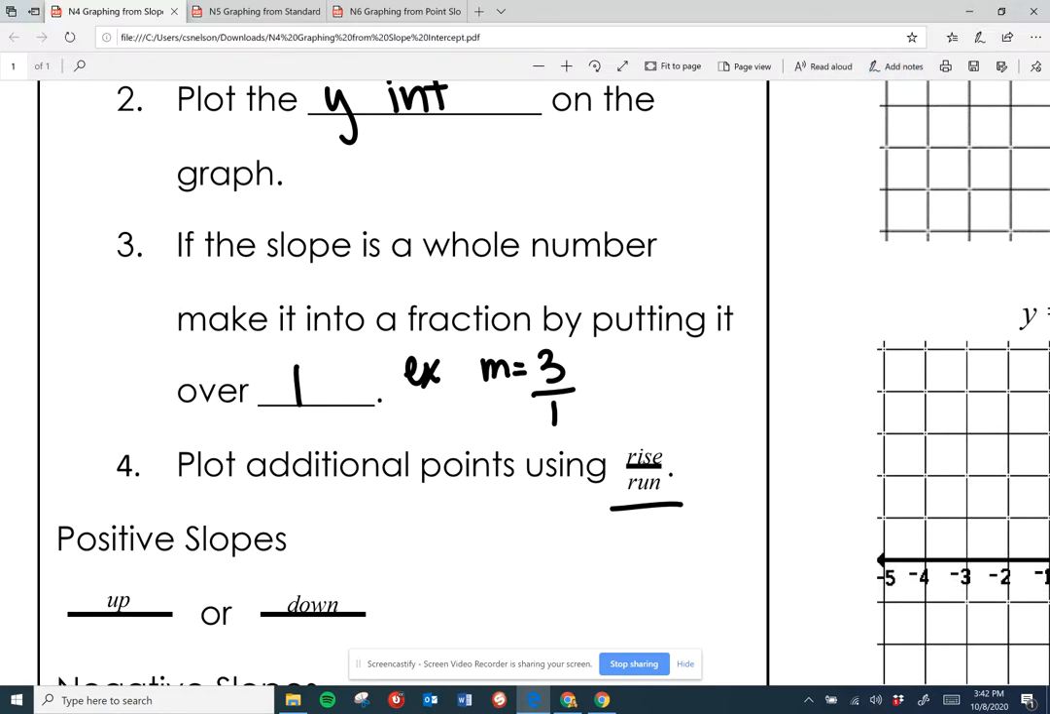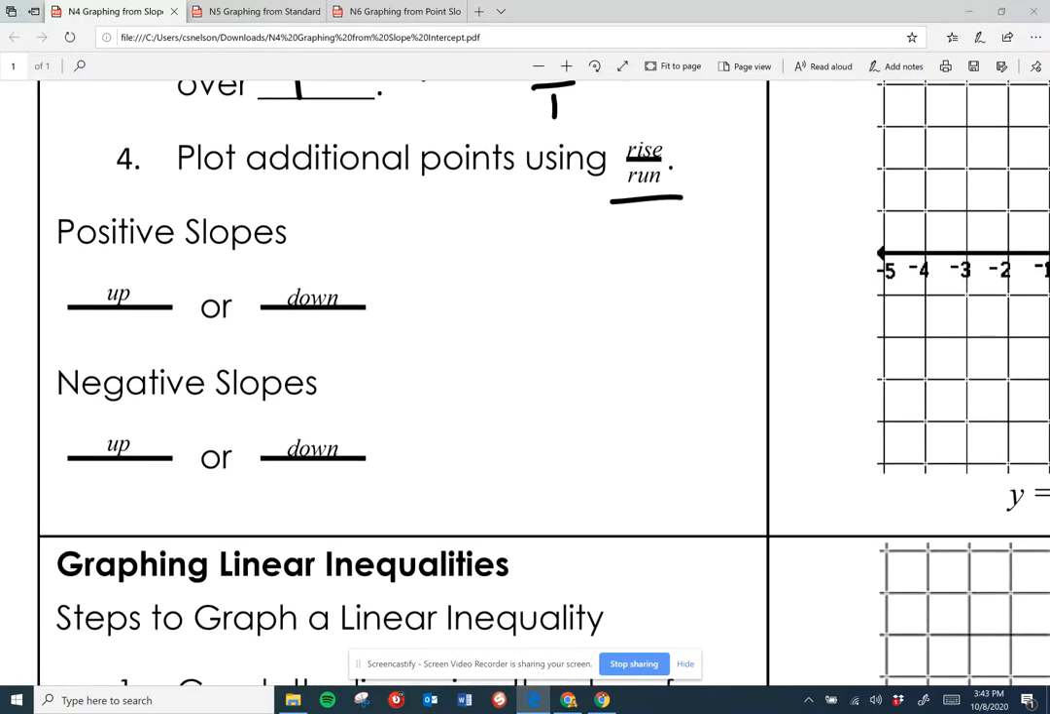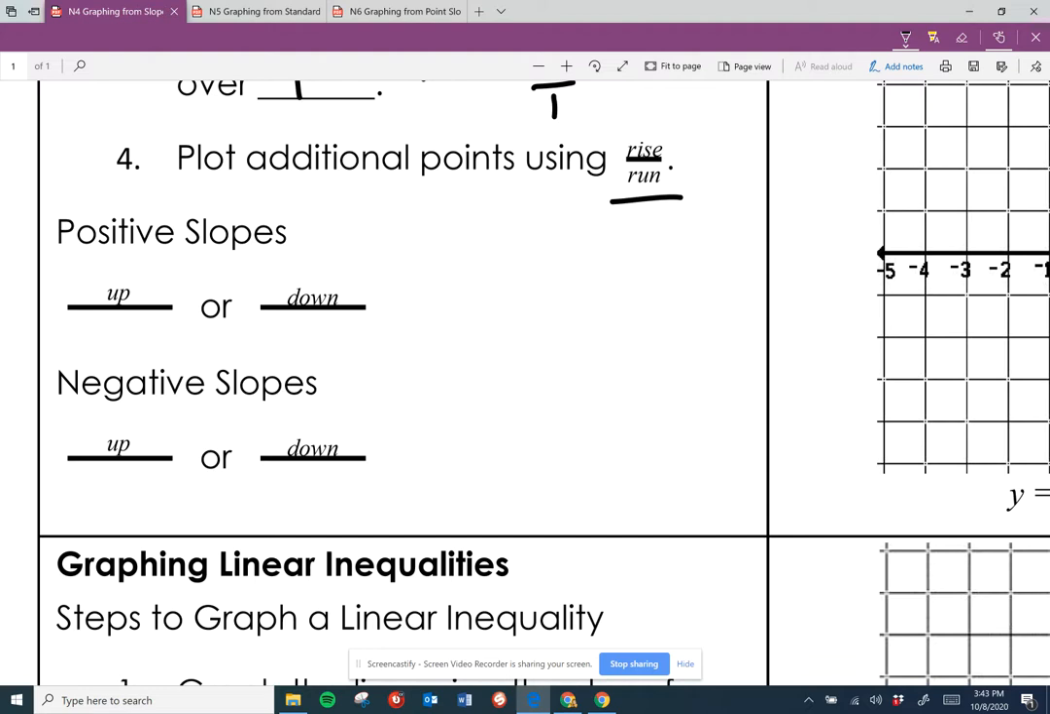If the slope is positive, in order to add the additional points, you're either going to go up to the right, or you can also go down to the left. Okay. If it's a negative slope, you can go up to the left, or you can go down to the right. Okay, so remember, positive slopes look like this. So that would be up to the right, down to the left. Negative slopes look like this, which would be up to the left or down to the right. So you're just going to follow that pattern when you're putting the additional points on the graph.